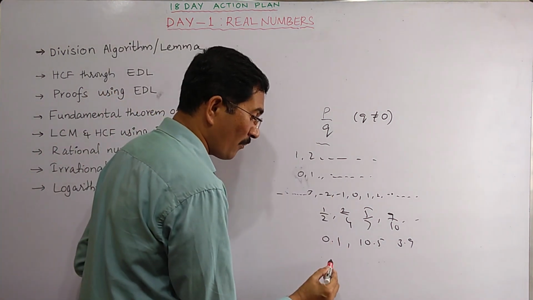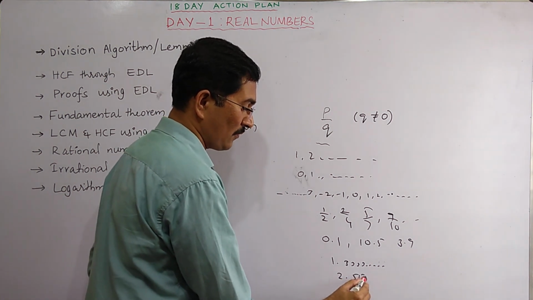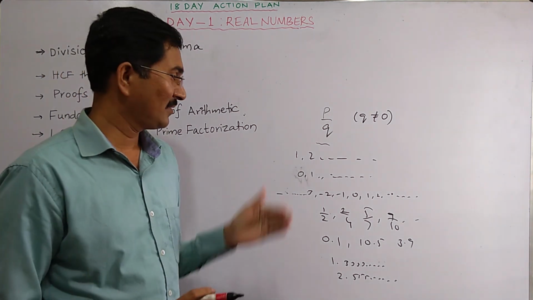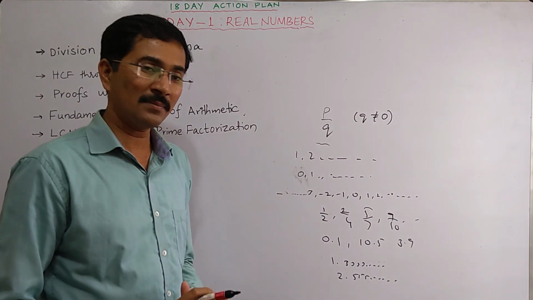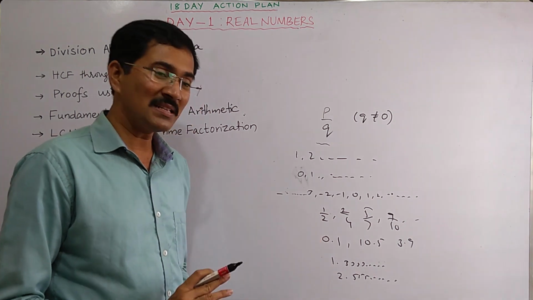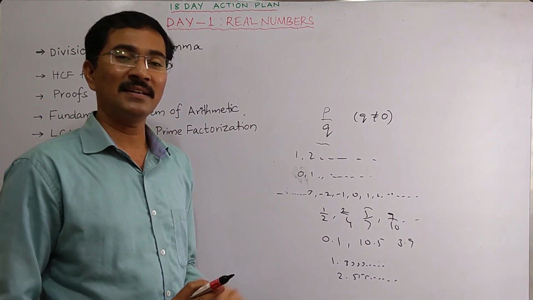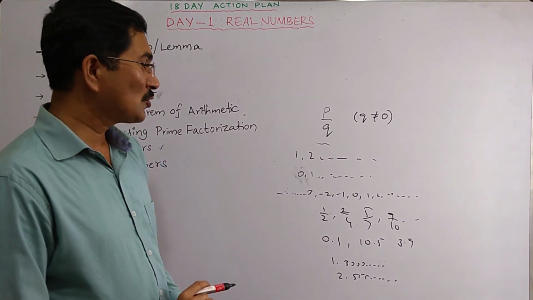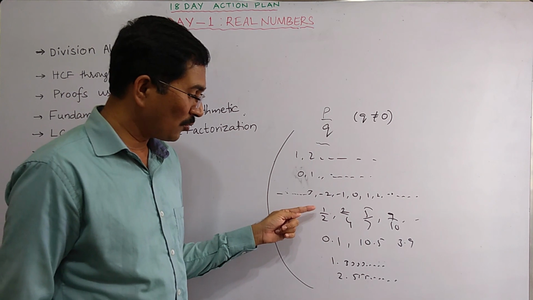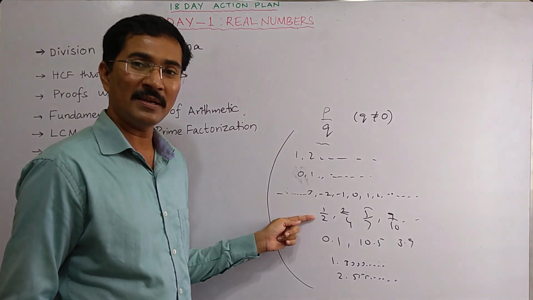And there are also other kinds of decimals like 1.3333333 and so on, 2.5555555 and so on. All these are called rational numbers. The natural numbers, the whole numbers, the integers, the fractions, the decimals, the repeating decimals, all these come under rational numbers. So when we know about all of these, we must be able to write this p by q form into decimal form and this decimal form into p by q form.